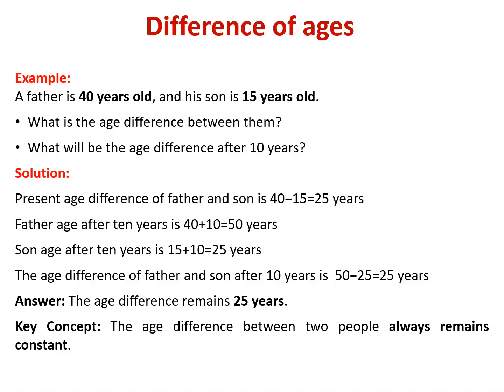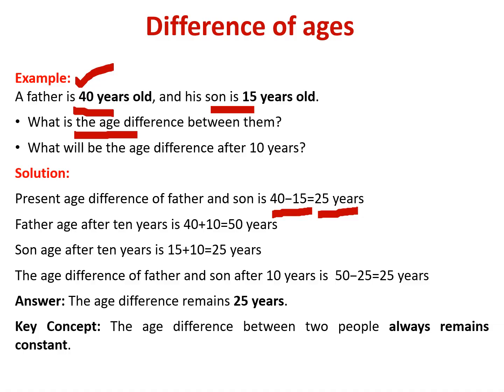Now, let us consider an example to understand an important property of the difference between ages. A father is 40 years old and his son is 15 years old. The first question asks what is the age difference between them. To find the age difference, we subtract the son's age from the father's age. So, 40 minus 15, which is equal to 25 years. Therefore, the father is 25 years older than his son.